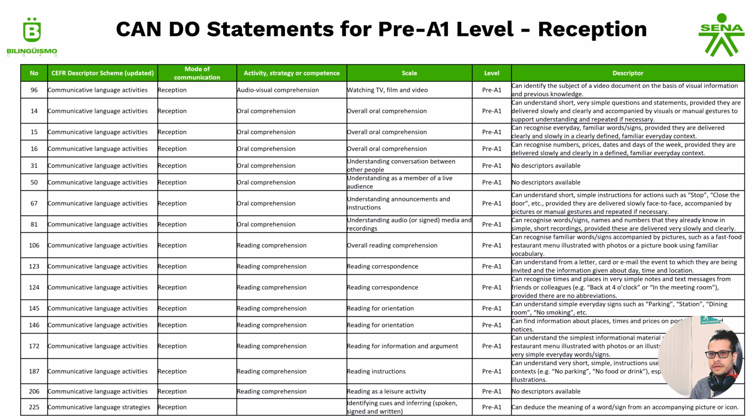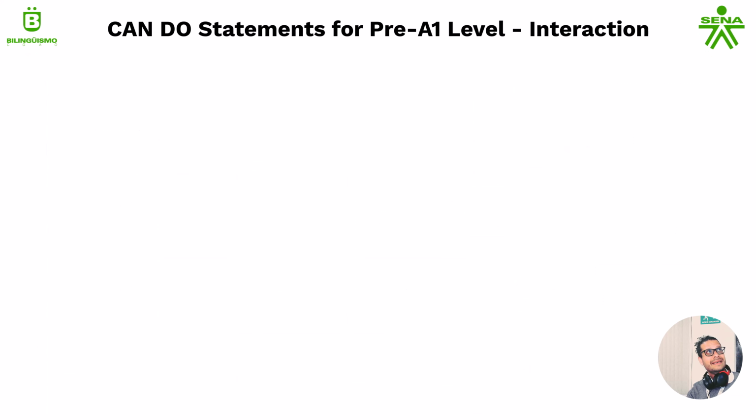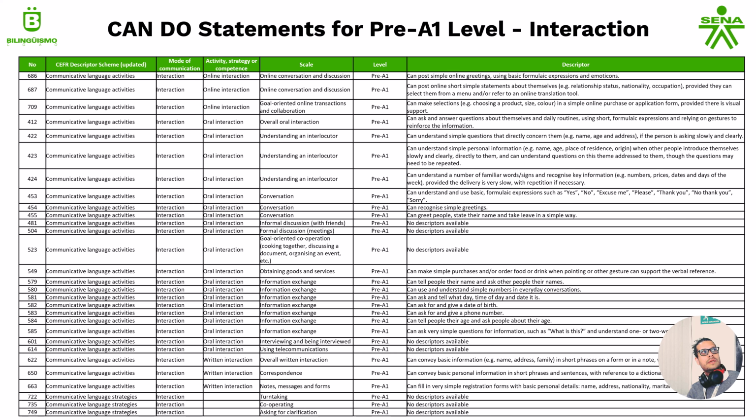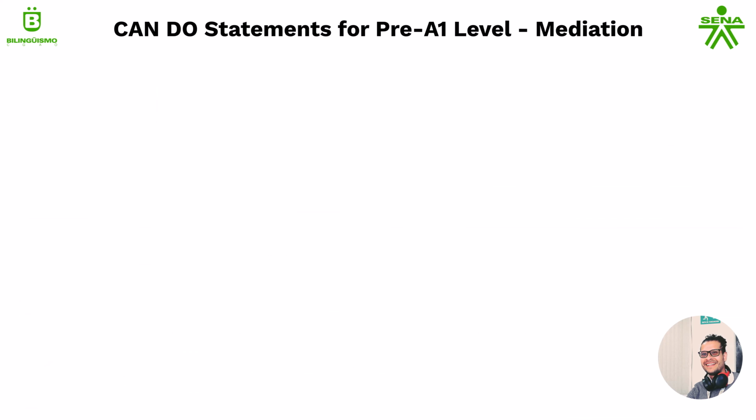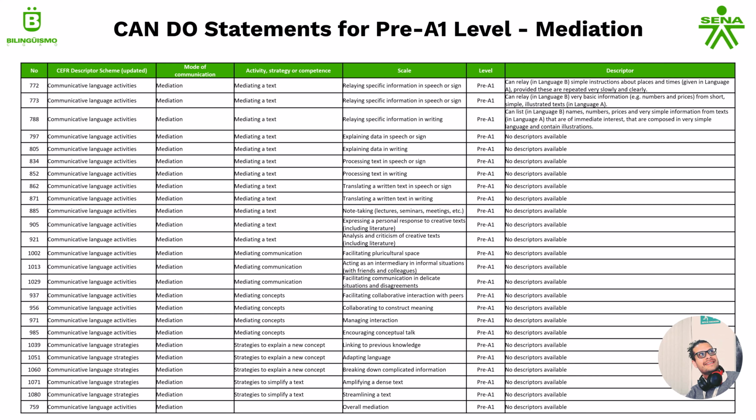But they also have the other, that is the interaction, and that is the one that you have for written production and oral production. And as you can see, they are a lot. But they also have another one that is called mediation. And this is all those strategies that we use in order to understand something when maybe we don't have the level. Like, for example, signaling, asking for confirmation, stuff like that. Yeah.